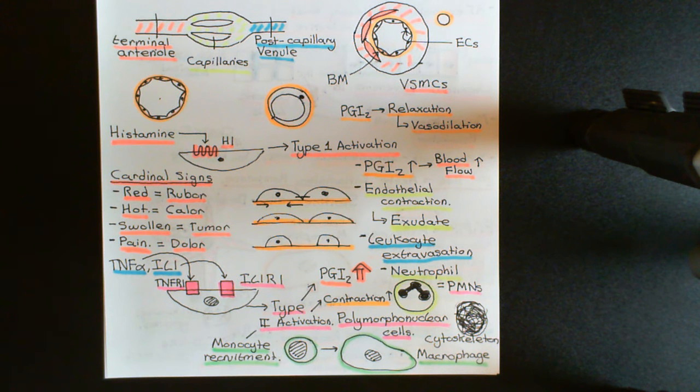So I firstly want to talk about the actual process of leukocyte extravasation, and then I want to talk about what the leukocytes, once they're in the tissue fluid, so the neutrophils and the macrophages, what are they actually going to do now to help destroy the pathogen? And that will finish our discussion of the acute inflammatory response.